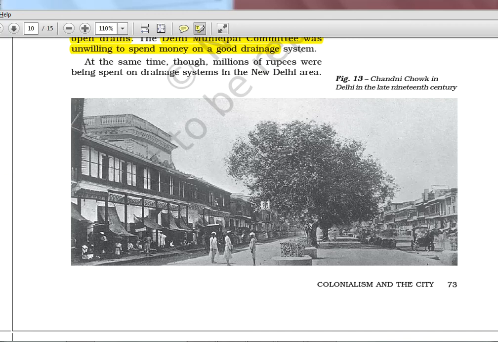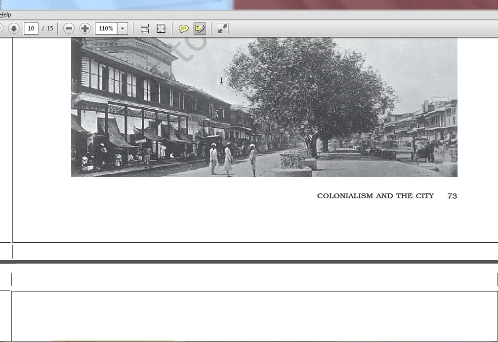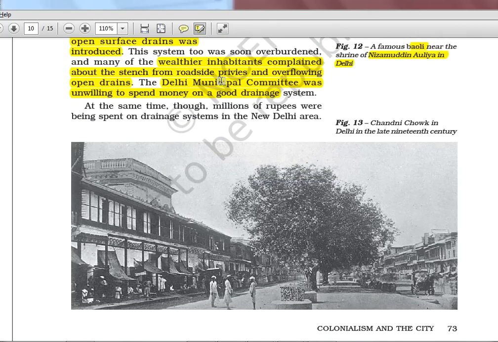Again, Chandni Chowk in Delhi in the late 19th century. See how it was, and now how it is. Though millions of rupees were being spent on the drainage system in the New Delhi area. So different places, they were spending money differently.